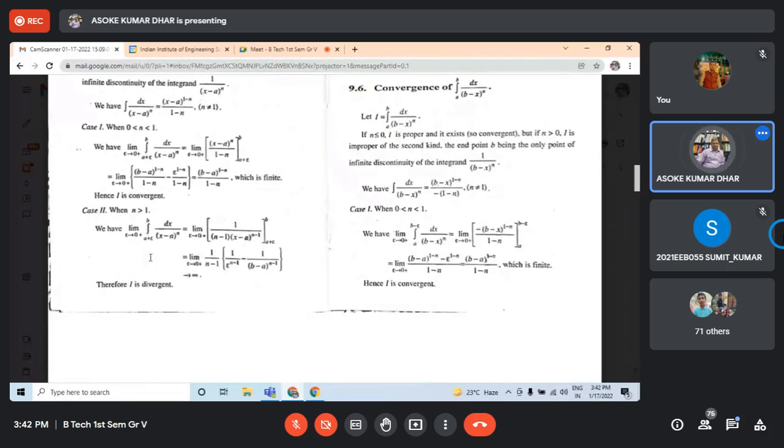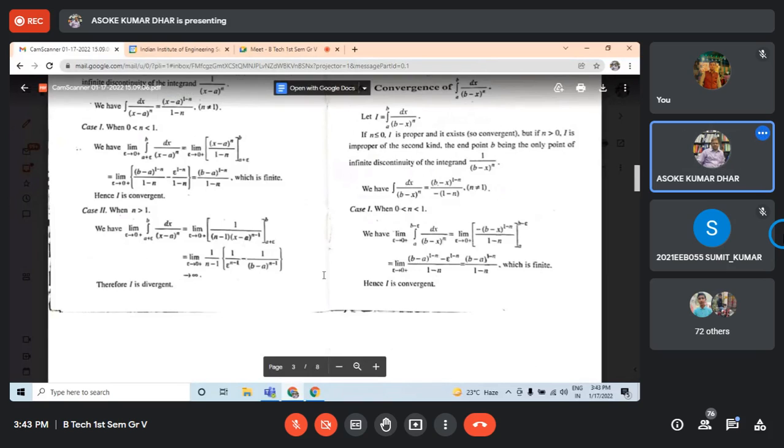For n greater than 1, again considering the integration and putting the value, here we see that n is greater than 1, so n minus 1 is greater than 0. Taking epsilon tends to 0 plus, it will be 1 by 0 plus, that is infinity. 1 by 0 plus means infinity. So this integral takes the value infinity. So it is divergent. Therefore, we see that for n greater than 1 it is divergent, and for n lying between 0 and 1 it is convergent.